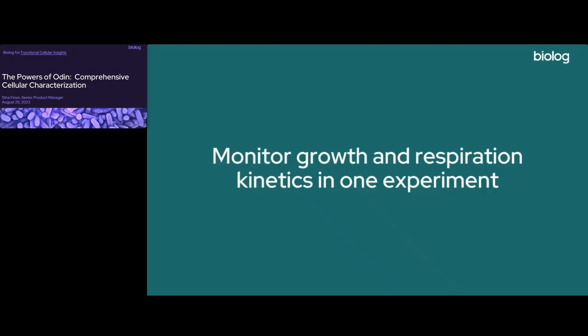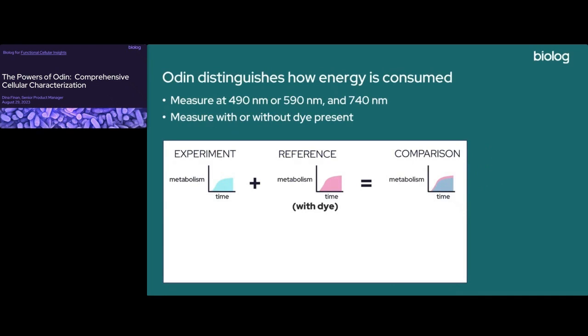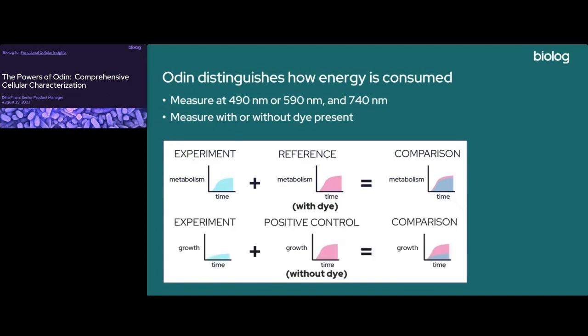So now that I've convinced you how important it is to get this phenotype of your cells, I wanted to talk about another thing you can do on Odin, which is to monitor growth and respiration at the same time. Now that you're used to looking at these colorful kinetic graphs, this one includes our redox reporter dye like before, and so we're measuring metabolism, and we're making the same comparison between those two strains. This is the same thing I showed you before. But if we do the same experiment and we don't add dye to this plate, we can measure the turbidity or the growth of the cells.